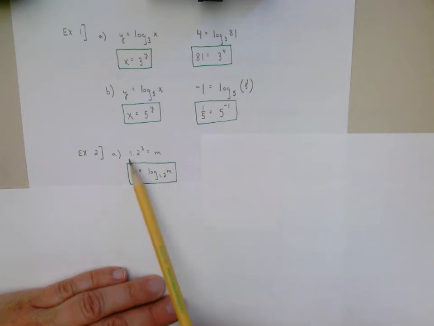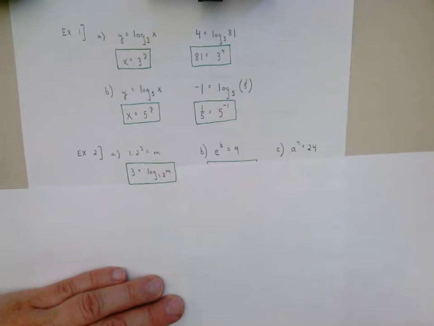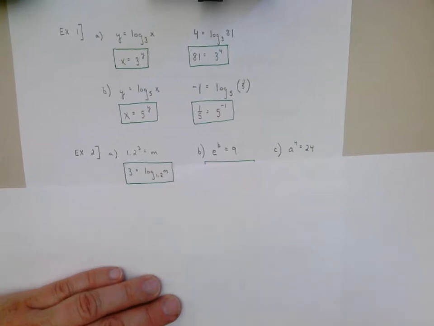Compare what you see in these two steps to the definition of logarithms that we wrote down before, the if and only if. We can use that definition to do further examples. Take a look at examples B and C, pause the video, and try to write those as logarithmic equations using the definition.